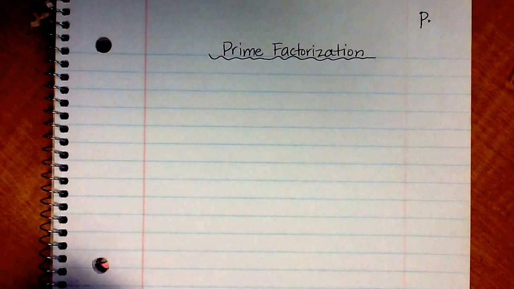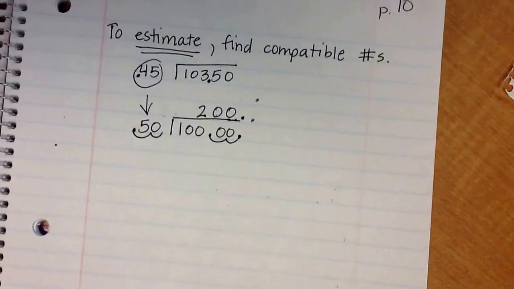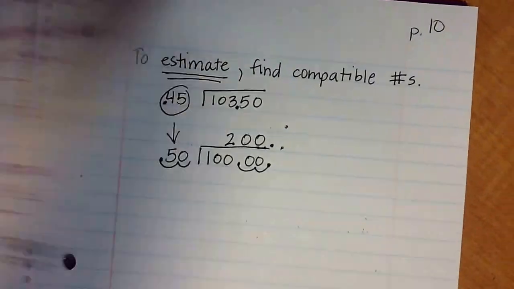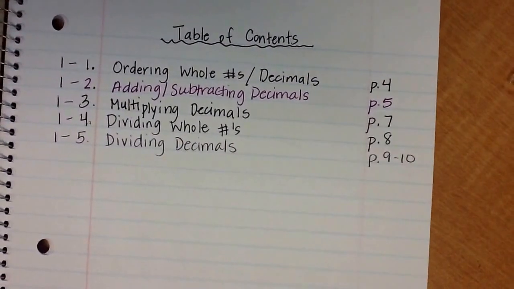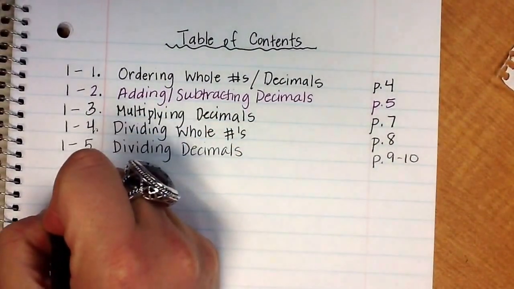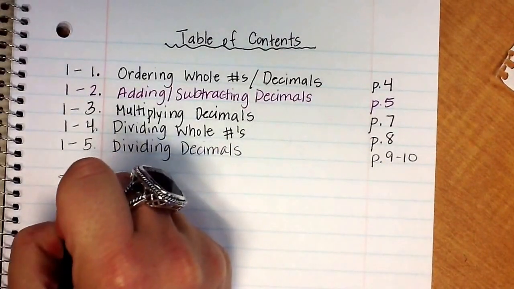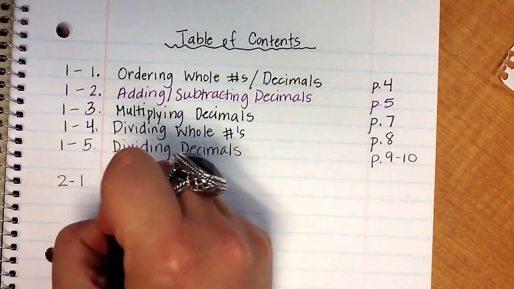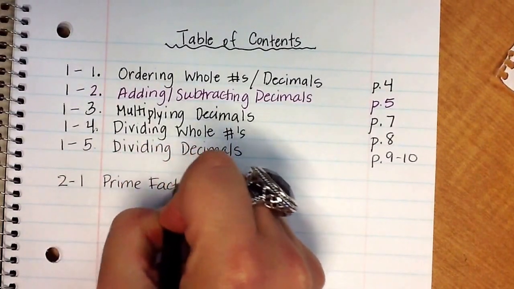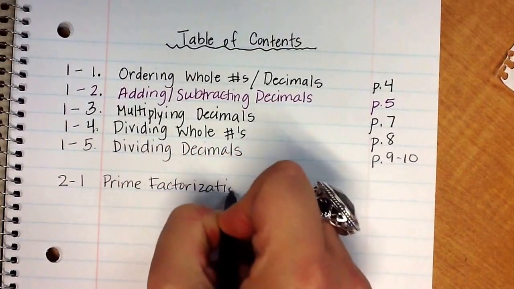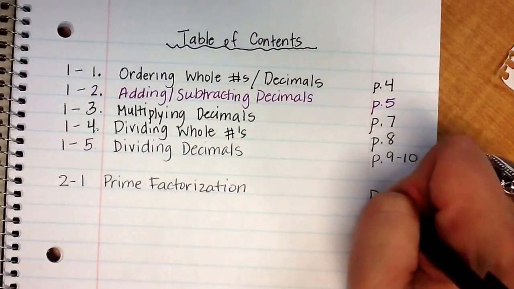Up at the top I'm going to put a page number, and this will depend on what page number you are on in my book. I'm just going to show you. The last page I did was page 10. So in my notebook, my table of contents, I'm going to skip a line because this is a new section. This is 2-1. I'm going to put prime factorization here. And then I'm going to put the page number, page 11.